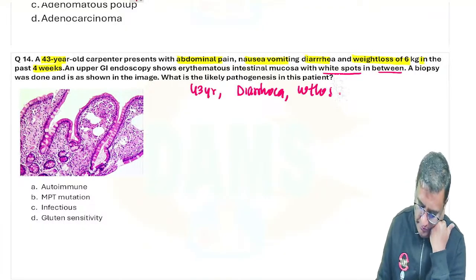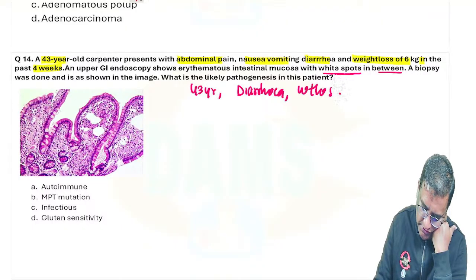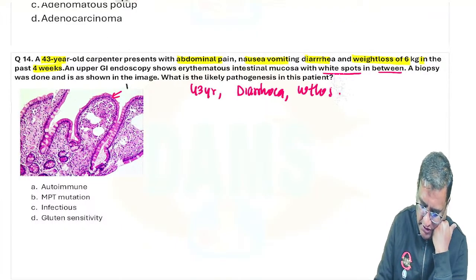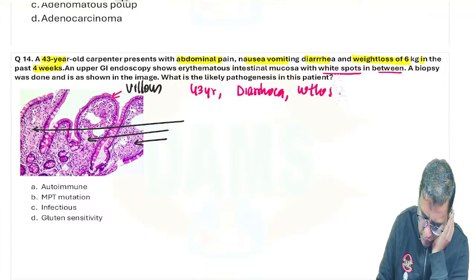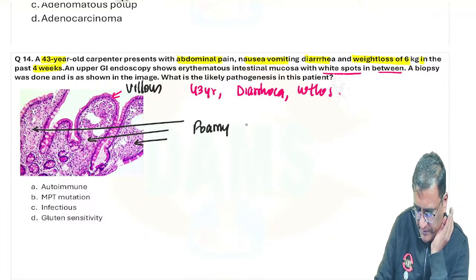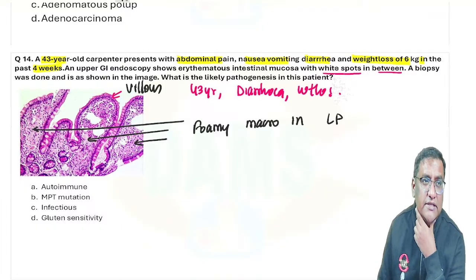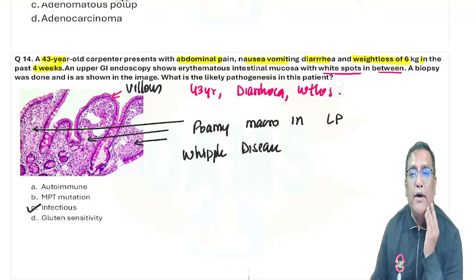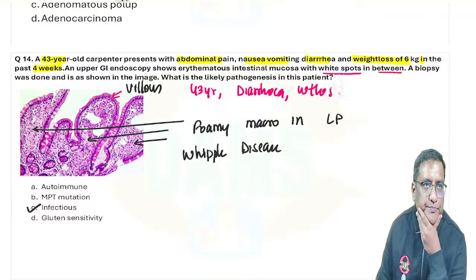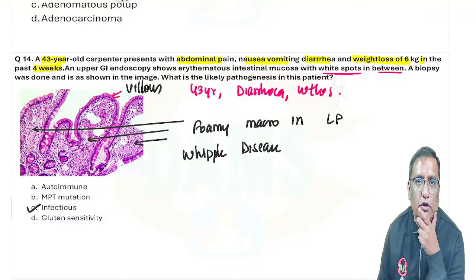What are you seeing in the biopsy? Has anybody identified the pathology here? Look at this. This is your villi. Is there any abnormality in the villus here? No, villi are appearing normal. This is your lamina propria. Within the lamina propria, these are all foamy macrophages, very characteristically seen in Whipple disease. Whipple disease is due to infection by Tropheryma whipplei.